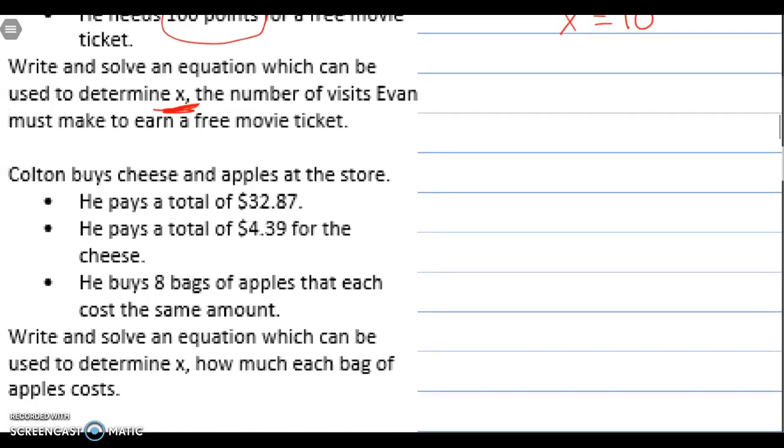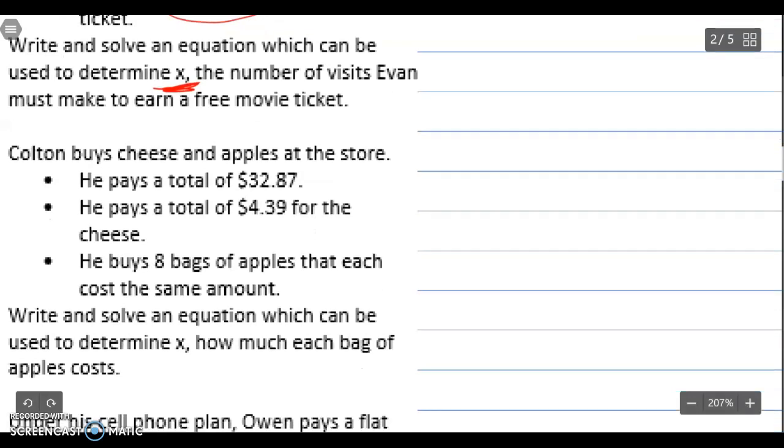Okay, this one is: Colton buys cheese and apples at the store. He pays a total of $32.87. He pays $4.39 for the cheese, and he buys 8 bags of apples that each cost the same amount. Write and solve the equation which can be used to determine x, how much each bag of apples costs. Remember to take the two things that you think you need to add and underline those, circle the total, and then add them together, set up your equation, and then solve.